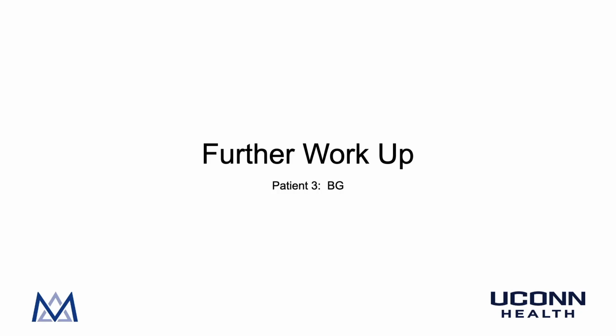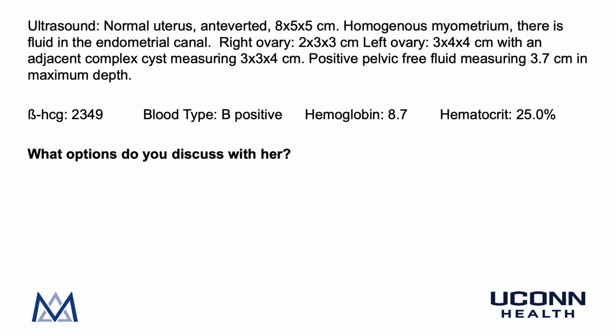Alright, let's move on and see what were the results of the further workup that we wanted to do for our patient BG. Her ultrasound result returns as a normal uterus, which is anteverted, measuring 8 by 5 by 5 centimeters. There is a homogeneous myometrium, and there is a small amount of fluid in the endometrial canal. The right ovary measures 2 by 3 by 3 centimeters. The left ovary measures 3 by 4 by 4 centimeters, with an adjacent complex cyst measuring 3 by 3 by 4 centimeters. There is positive pelvic free fluid measuring 3.7 centimeters in maximum depth.